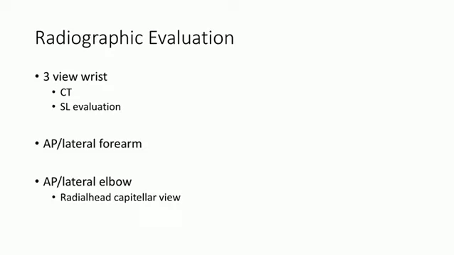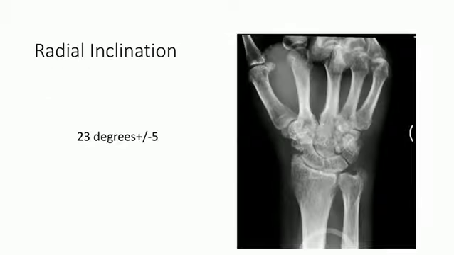AP and lateral of forearm x-rays come with all distal radius fractures. Why? Because the forearm and the wrist really make up a circle, and you can't break one without breaking the other, except in rare instances, which we'll touch on in a bit. And then we don't want to forget the AP and lateral of the elbow because that too is part of the same circle. And we're going to talk about why that's important in just a moment.